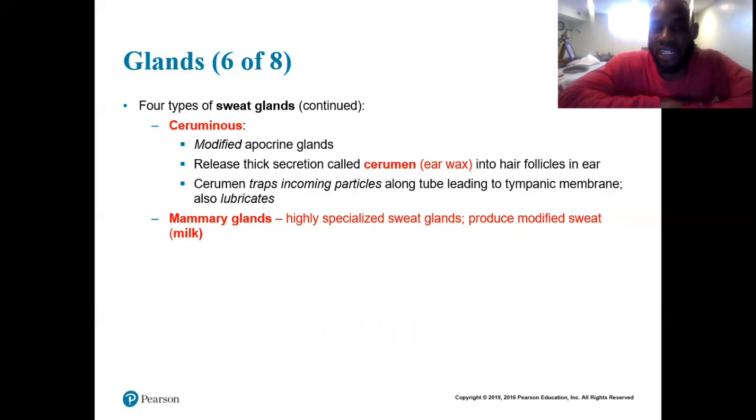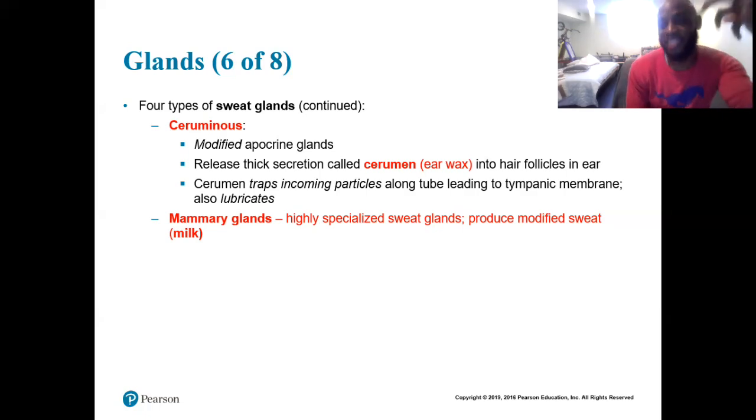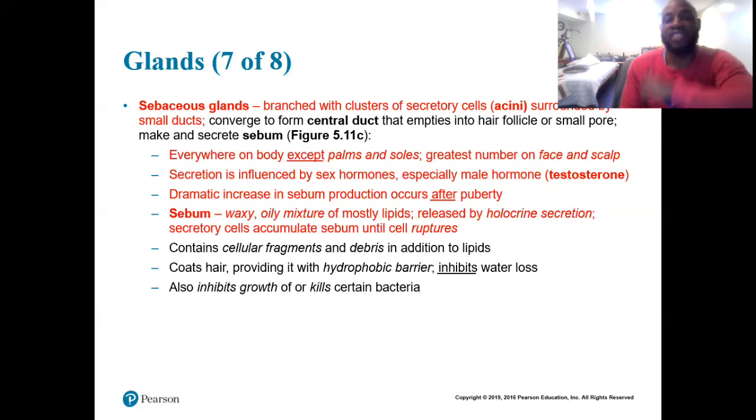And then we also have mammary glands. Now you may say to yourself, mammary glands, sweat glands? Yes, and I think I mentioned this before, but if not, I'm mentioning it now. Mammary glands are actually a highly specialized sweat gland, producing a modified kind of sweat. I know you don't think of earwax as sweat, but it's the same type of gland, but instead of producing what we think of as sweat, it produces milk, which is a modified substance. We also have sebaceous glands.